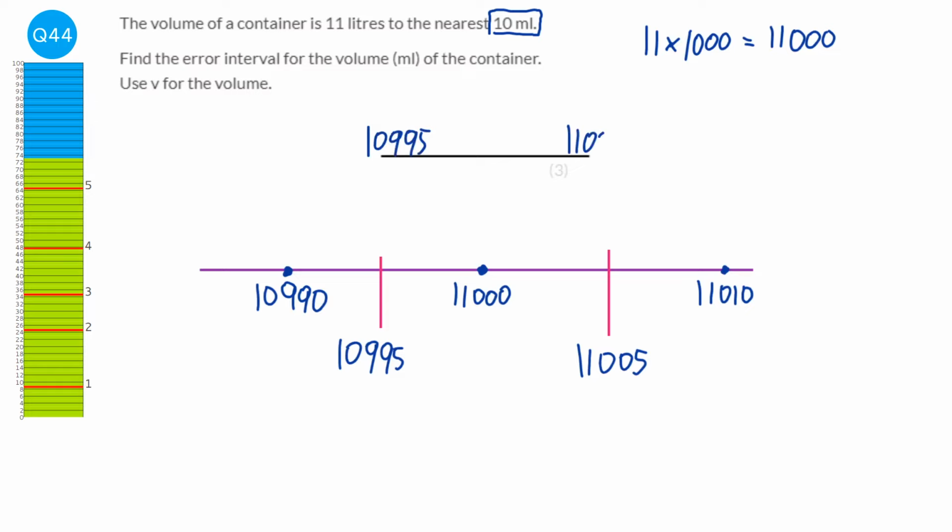And we just need to say that V can be anything above the 10,995 and including that, and it can be anything below 11,005, but it can't include that, because if it did, if it was 11,005, it would have rounded up to 11,010.